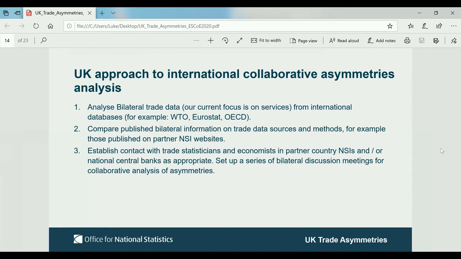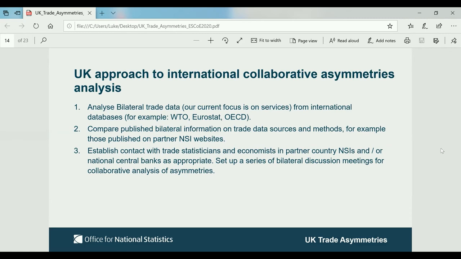So first of all, we look to analyse the bilateral trade data. And as I mentioned, our focus has been on services from international databases. So again, these have been talked about a little so far: WTO, Eurostat, OECD. We also compare published bilateral information on trade data sources and methods. For example, these are often published on National Statistical Institutes' websites.